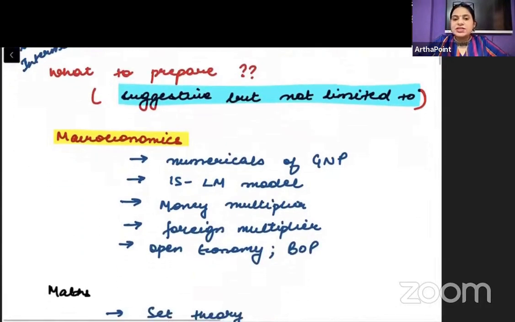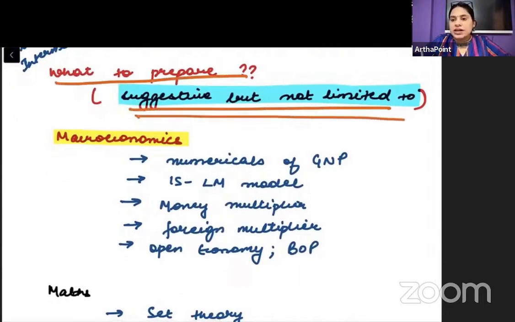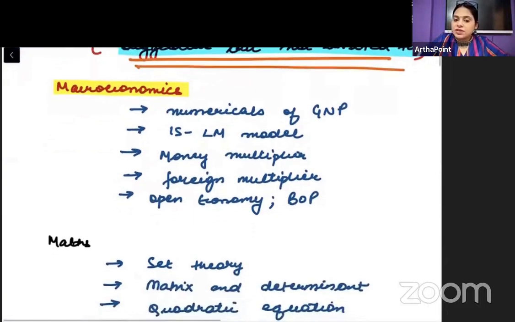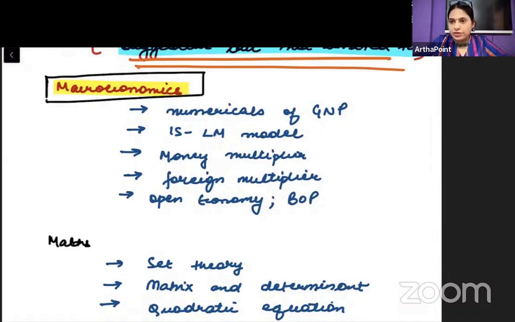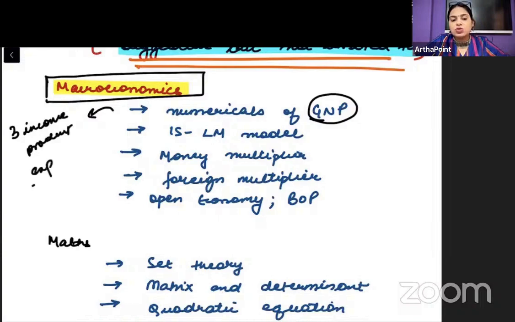So let us understand what all you should be preparing in these days for the SNU entrance exam. To begin with, these are some of the topics that I have written for macroeconomics. These are the minimum topics that all of you will do in macroeconomics. The first thing is GNP, GDP numericals. So you should be aware about all the three approaches, right? All the three approaches, income, product, expenditure, and you should be able to solve numericals using these three approaches.